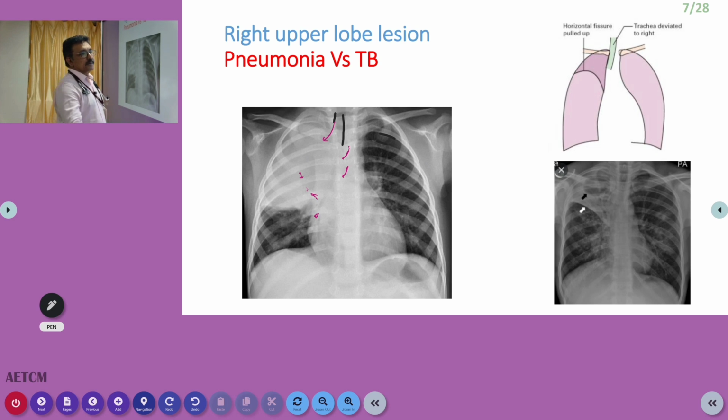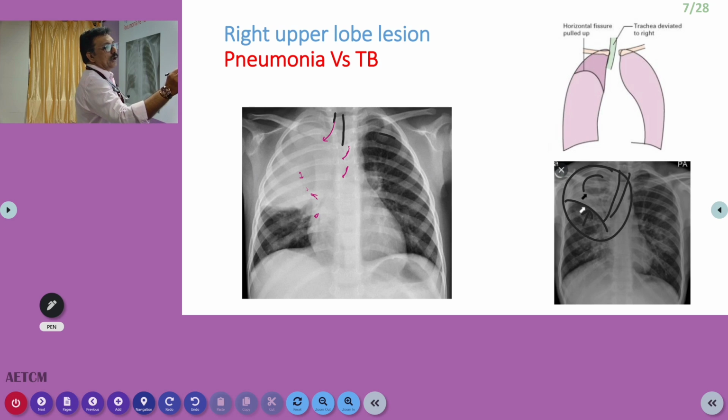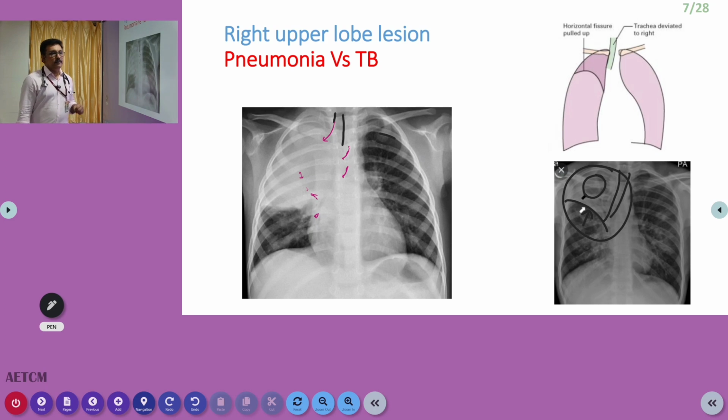But look at this X-ray. It's a chronic process. Here the loss of lung volume is there. The interlobar fissure is dragged upwards. The trachea is totally deviated towards this side. So this can be a fibrocavitary lesion, mostly seen in tuberculosis. Fibrocavitary lesions are lesions which are produced by either fungal infection or tuberculosis. They produce loss of lung volume. So the interlobar fissure has gone up and the trachea is deviated to the same side. So we should remember that.